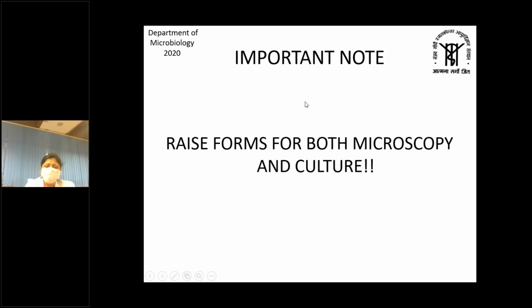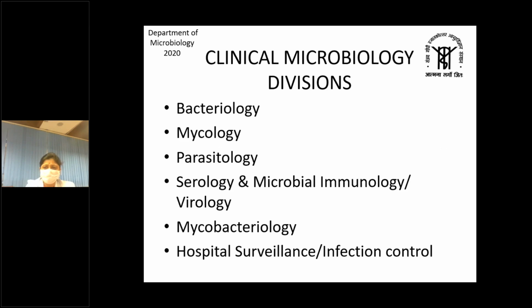Then the second important note is that always raise forms for both microscopy as well as culture. A microscopic examination by staining, either a gram stain or an acid-fast bacilli stain or a fungal stain, gives us a clue within half an hour or 1 hour or maybe a few hours about the nature of the infection, and it can very importantly help us in starting the empirical antibiotic coverage. So please remember to raise forms always for both microscopy as well as culture.